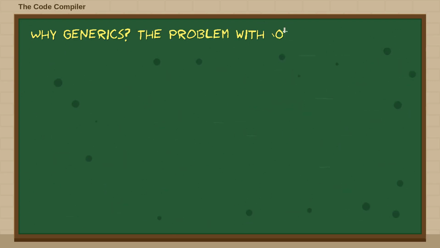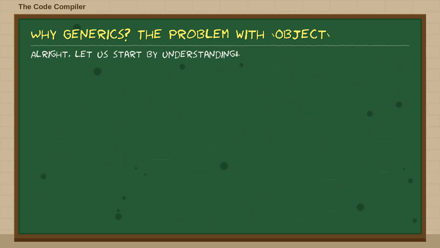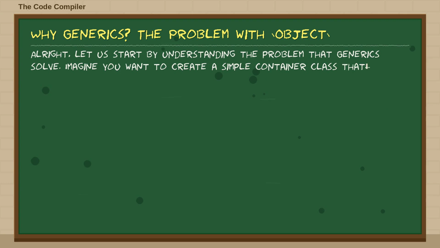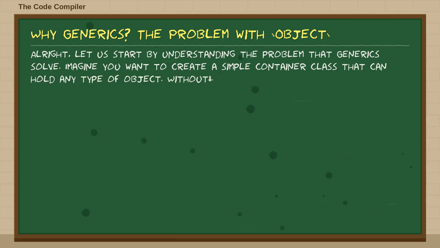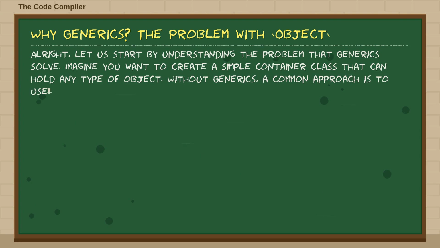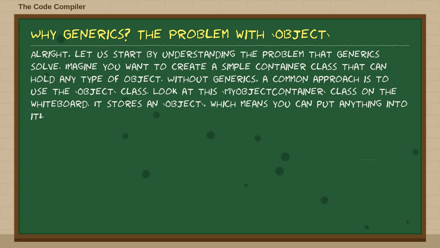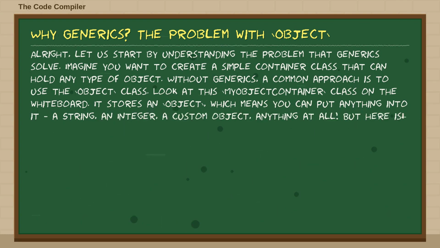Alright, let us start by understanding the problem that generics solve. Imagine you want to create a simple container class that can hold any type of object. Without generics, a common approach is to use the Object class. Look at this MyObjectContainer class on the whiteboard. It stores an Object, which means you can put anything into it: a String, an Integer, a custom object, anything at all. But here is the catch: when you retrieve the item, it comes back as an Object.